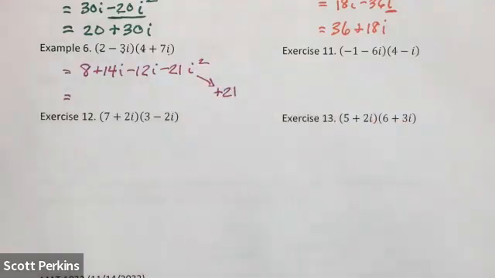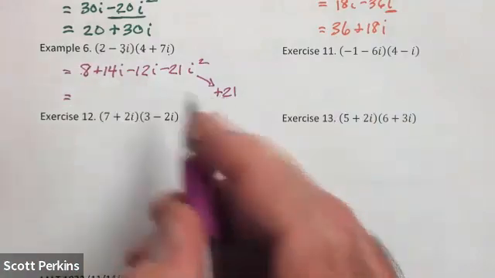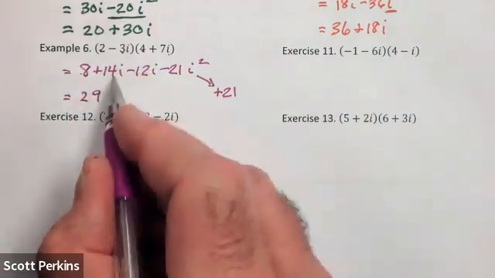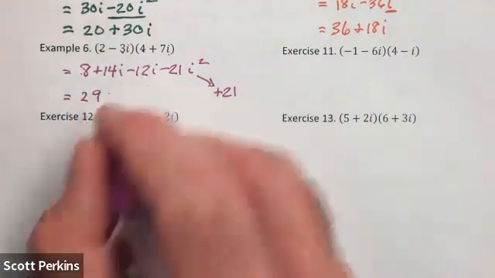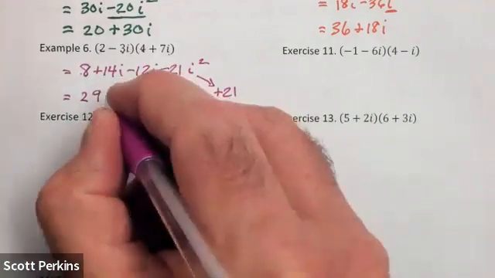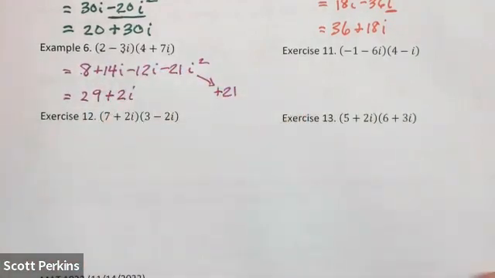And so let's add those like terms up now. So I've got 8 and 21, that's 29. And then 14i minus 2i, or excuse me, 14i minus 12i, that's plus 2i.